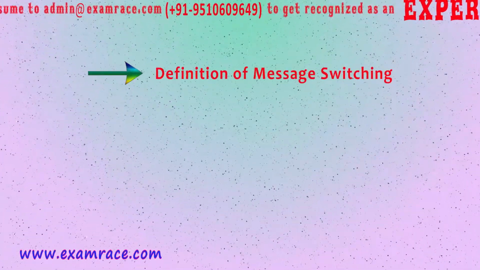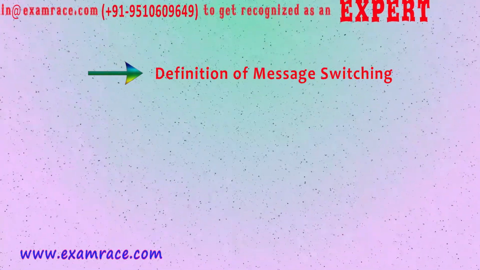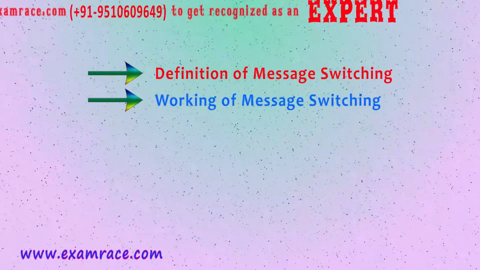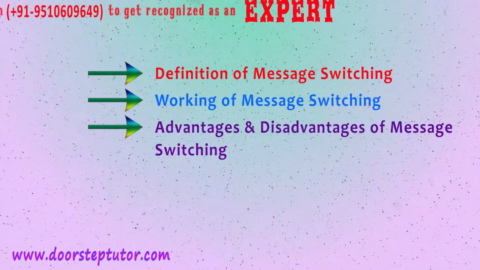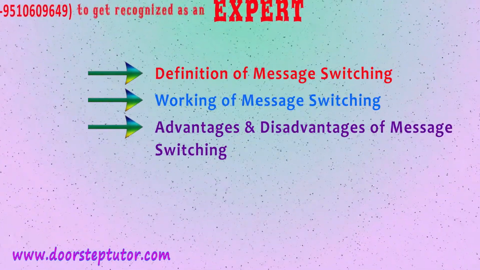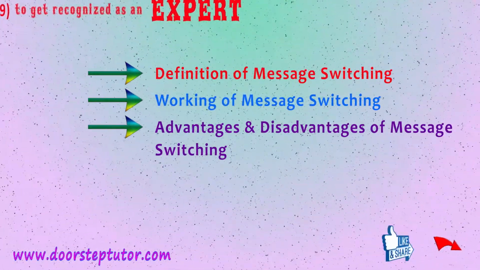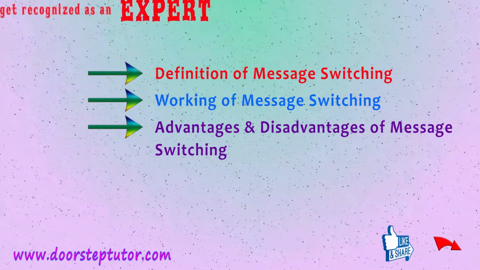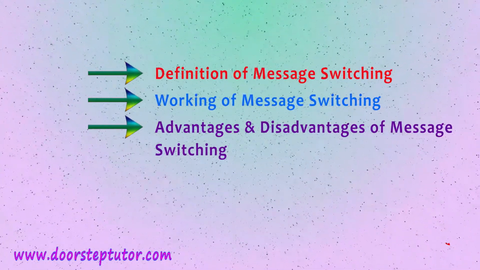So what are the different topics we have covered today? The definition of message switching. Then we discussed the working of message switching. Then various advantages and disadvantages related to message switching. After that we discussed some MCQs also. So this was all about message switching in detail. Thank you so much.